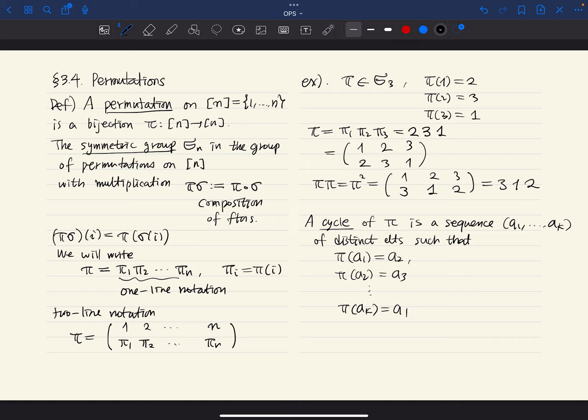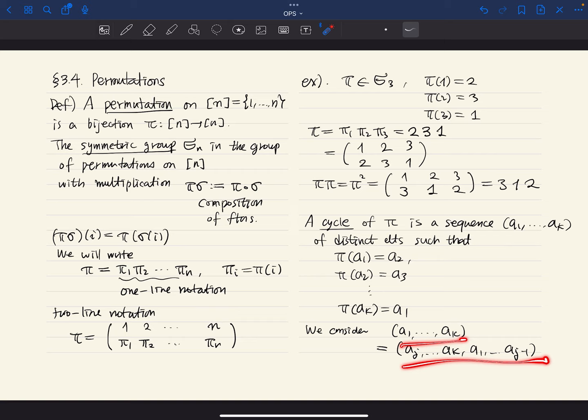And as the name suggests, we will consider cyclic shifts to be the same, like a_1 ... a_k and a_j ... a_k a_1 ... a_{j-1}. If I cyclically shift the elements, this cycle is considered to be the same as the original cycle. Okay.